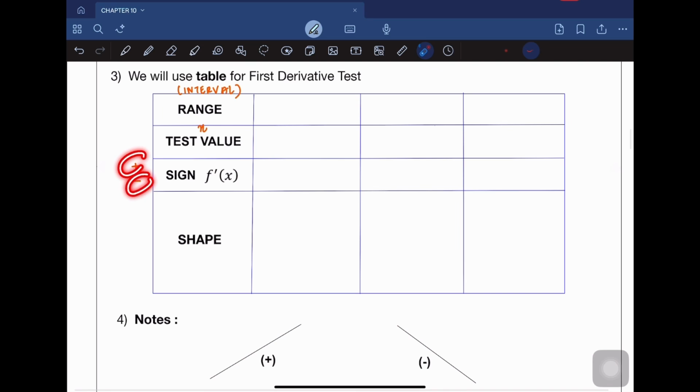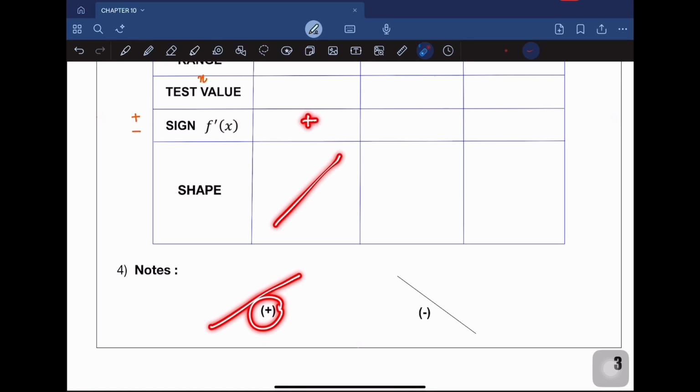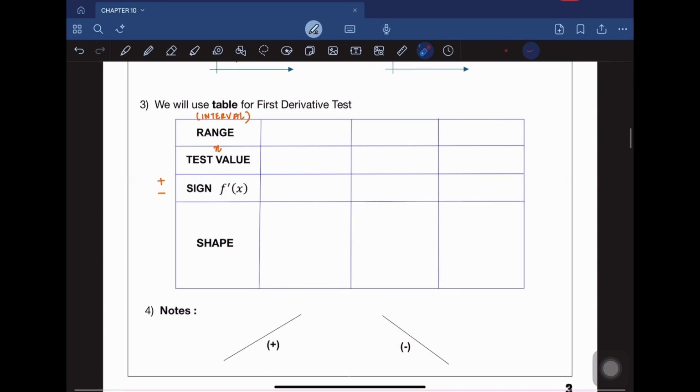Okay, so from this sign we are going to draw two shapes. The first shape is like this. So this is for plus. Let's say this is plus. So this is the shape. And then the second shape will be like this. So this is for negative. So let's say here negative. This is the shape. Okay, so we are going to use the table.